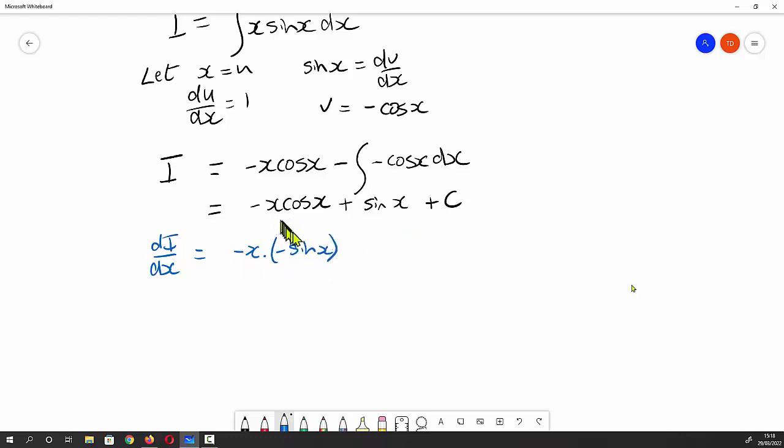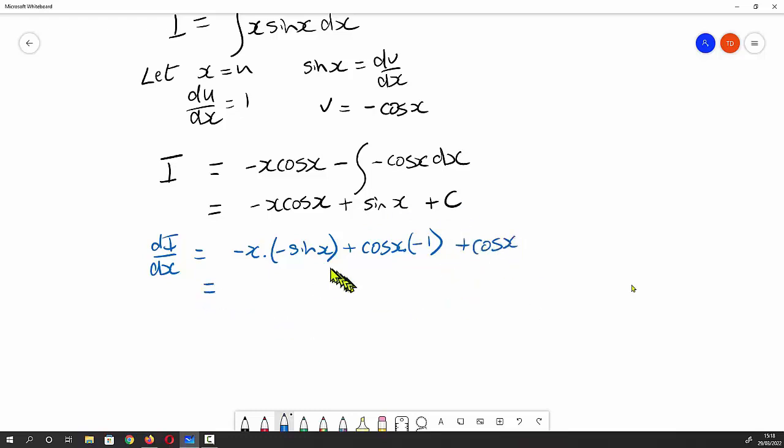and then we've got, so that's u dv/dx, so now we need v du/dx, so that means we need cosine times the differential of minus x, which is obviously going to be minus 1, so that's times minus 1. Then we differentiate sine, so we're going to get cos x, and the constant will disappear.